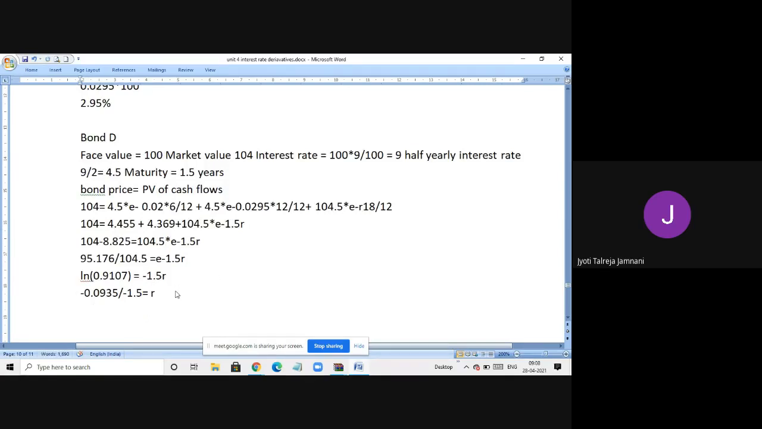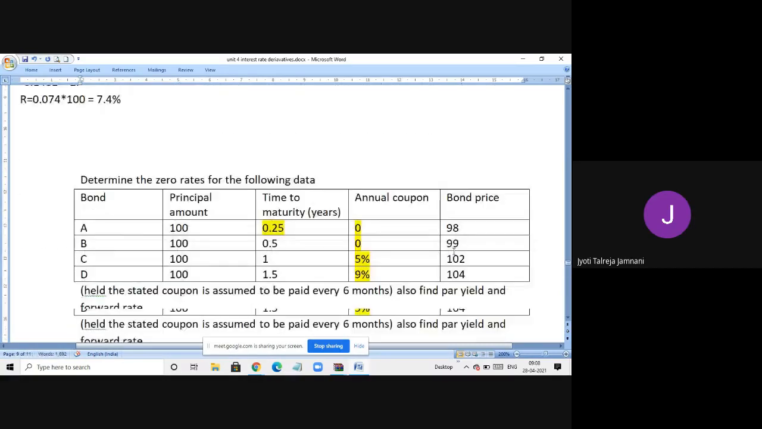So if you divide this, 0.0935 divided by 1.5, you get 0.0623 into 100. If I do, it is 6.23%. Are all of you getting the same answer? Yes, ma'am. Now let's do the next sum. I hope this problem is over.